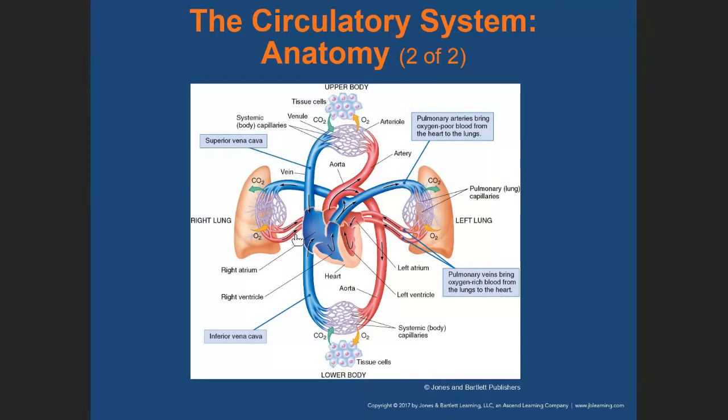Now that we have an introduction of the components of the blood, the layout of the blood vessels, and the heart itself, we can now look at how blood moves through the circulatory system.